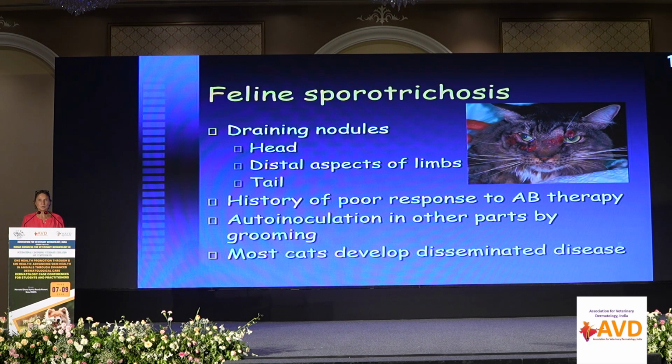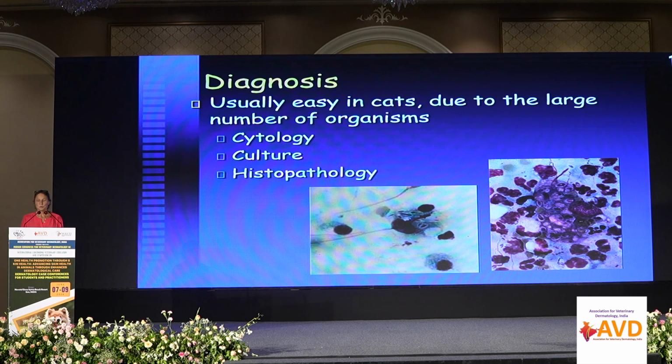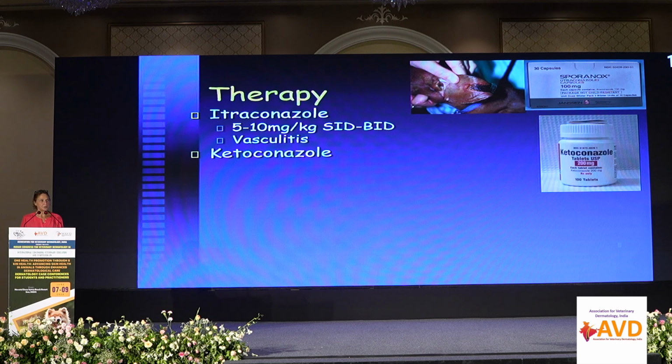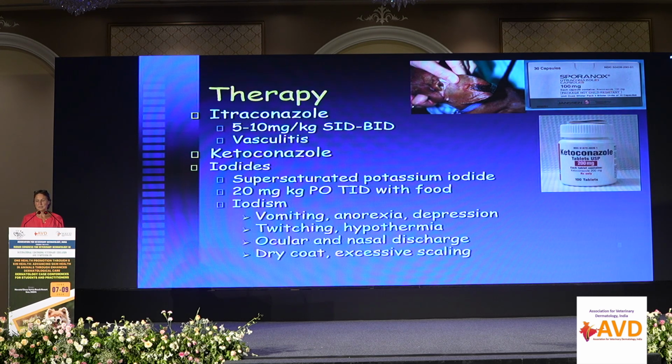So the long story short is Sporothrix is easy to diagnose in cats, but a challenge to diagnose in dogs because they have very few organisms. These are examples of cytology in cats where you see the yeast intracellularly, and of course, you will see them on your histopath. The treatment is antifungal treatment. You can use itraconazole or iodides. Typically the azoles are the first choice in my experience compared to the iodides.